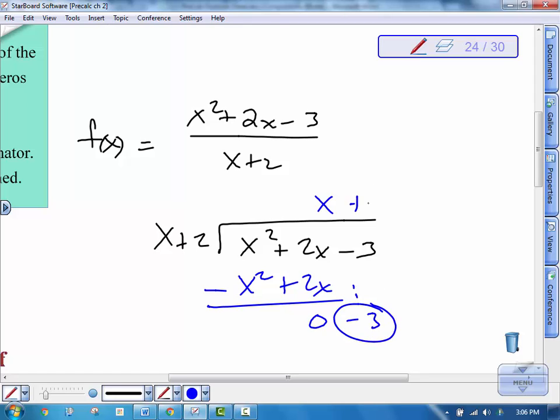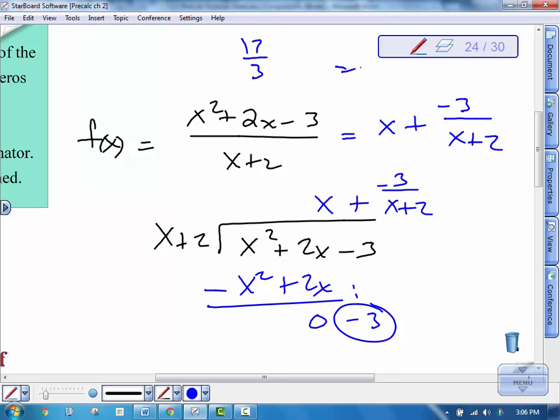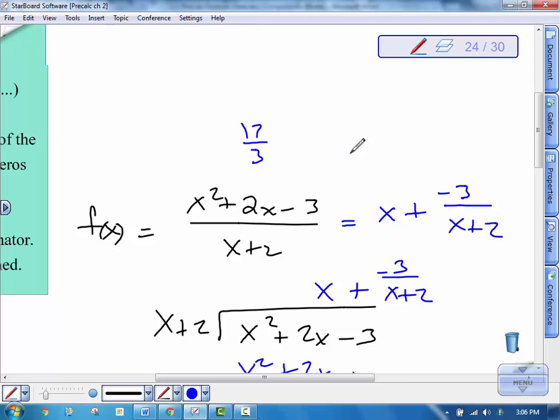So I'm going to write plus negative 3 over x plus 2, because we always put the remainder over the divisor. So basically what that means is this function, if I do the division, gives me this function. They're equivalent functions, just represented in different ways. It's kind of like having 17 over 3, which is really the same thing as 3 goes into 17 5 times with a remainder of 2. So these are like the same thing, right? We have a mixed fraction and a proper fraction.